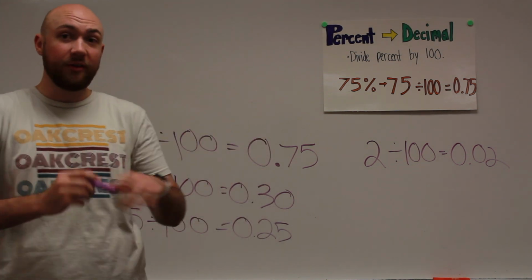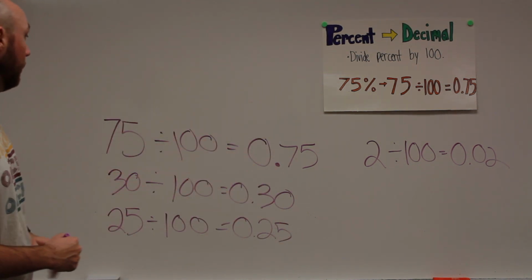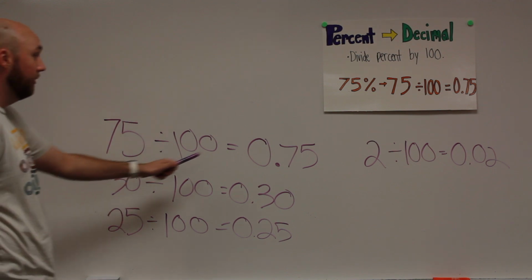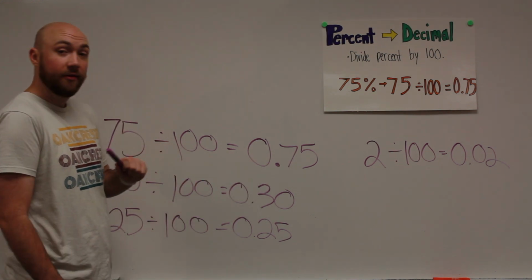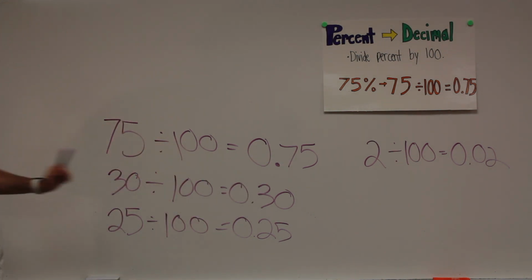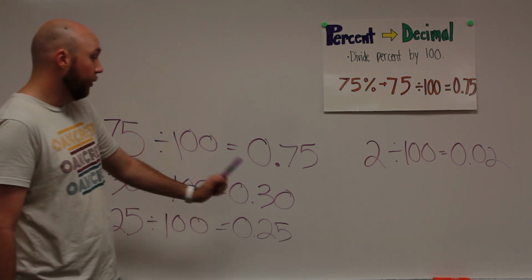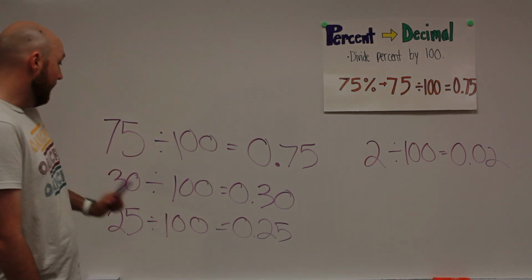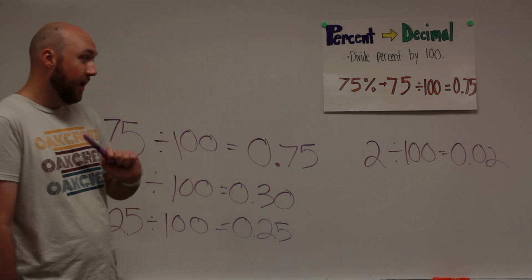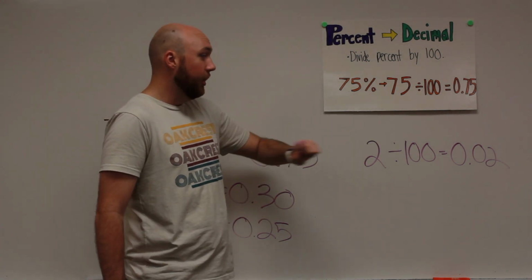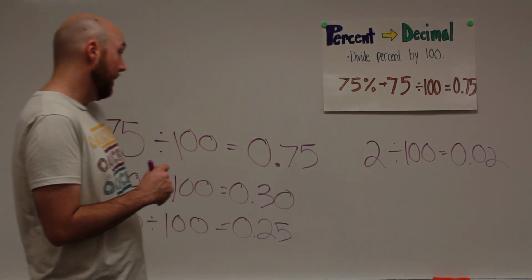Okay, so with all of these written, we're going to look for a pattern, okay? So I start with 75. Divided by 100, I get 0.75. I have 30 divided by 100, 0.30. 25 divided by 100, 0.25. 2 divided by 100, 0.02, okay?